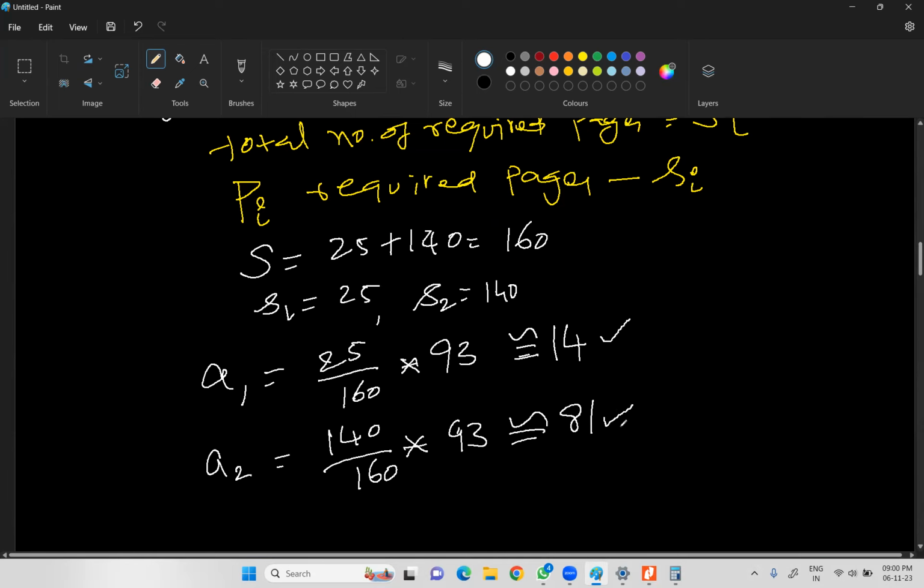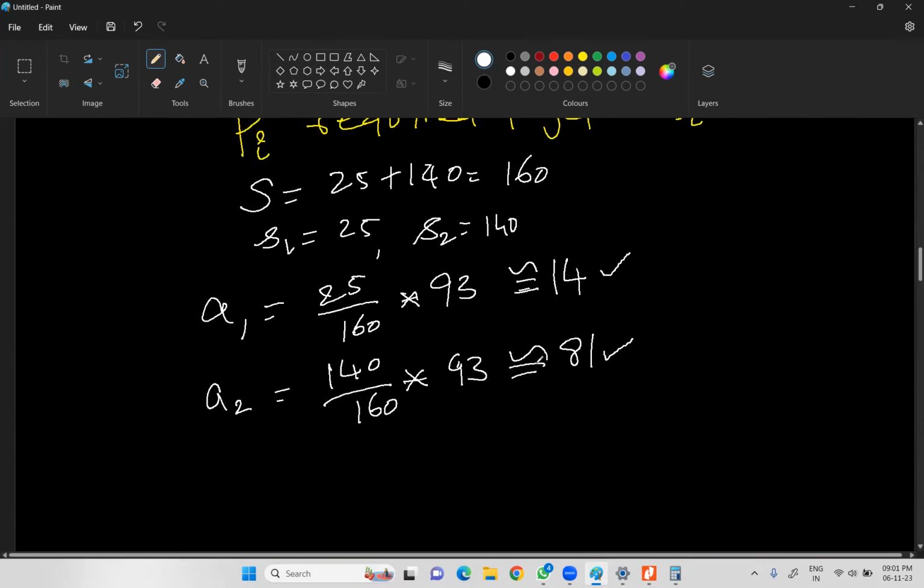Okay, so this is what we call allocation of frames. Frame allocation, or allocation of frames. Now, on what basis are these allocations going to be done?